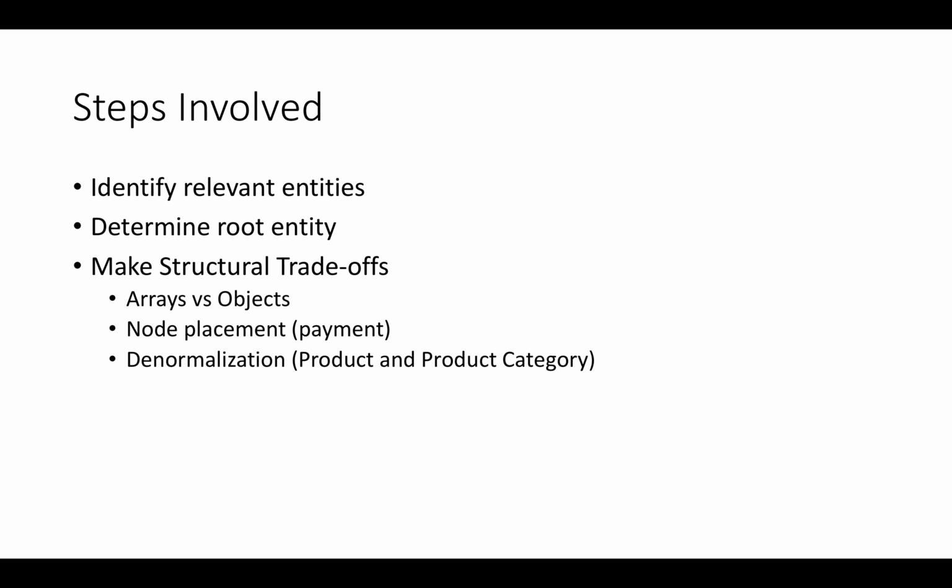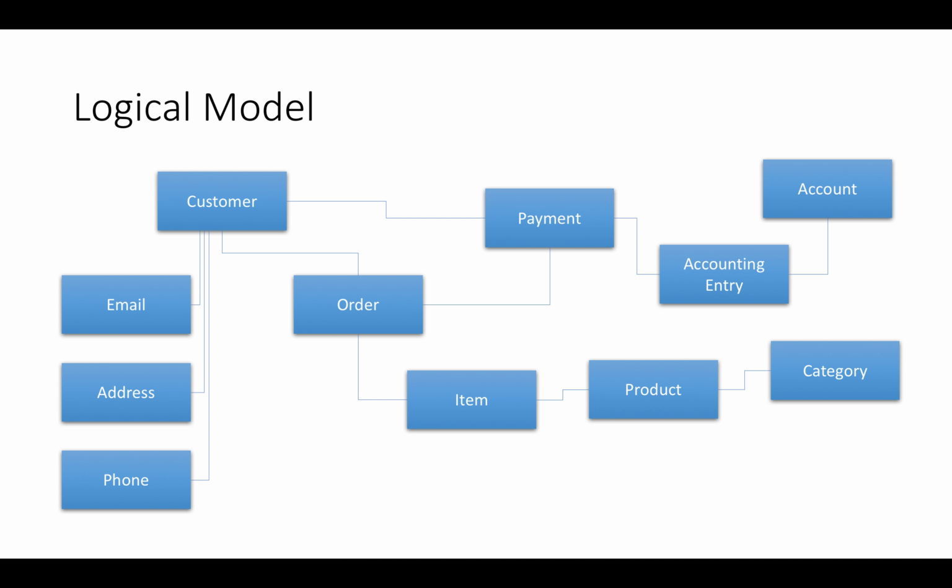The first step is to identify the relevant entities from the logical data model. Next, we determine the root entity. Then we make some structural trade-offs. We determine which objects need to be arrays versus just nodes. We determine where the nodes placement are, specifically for the payment entity. And then we take into account some denormalization. In our case, it will be product and product category.